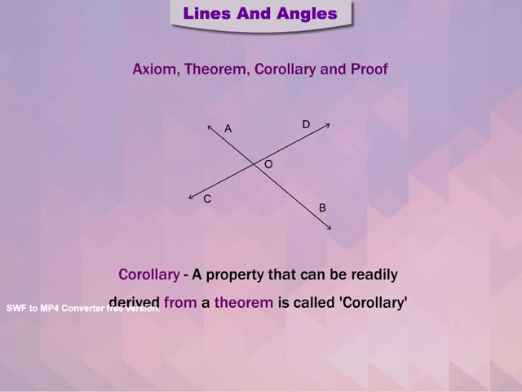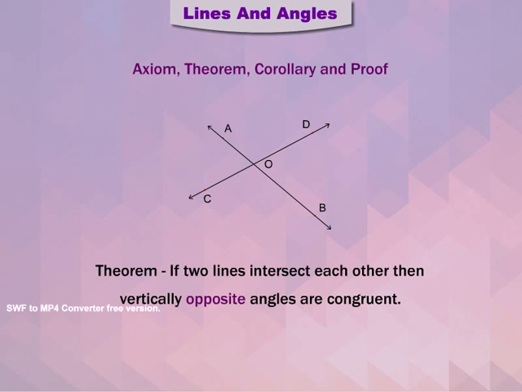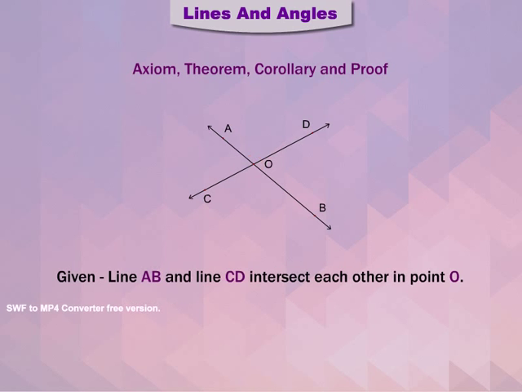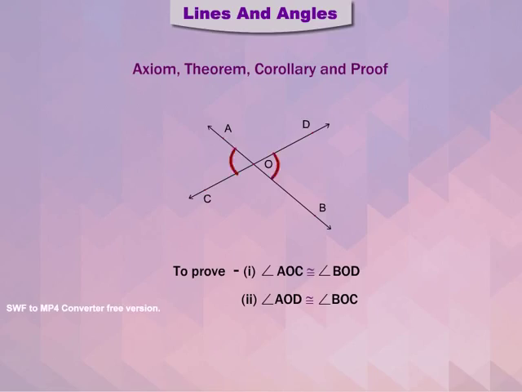Corollary. A property that can be readily derived from a theorem is called corollary. Theorem: if two lines intersect each other, then vertically opposite angles are congruent. Given: line AB and line CD intersect each other in point O. To prove: angle AOC is congruent to angle BOD. Angle AOD is congruent to angle BOC.